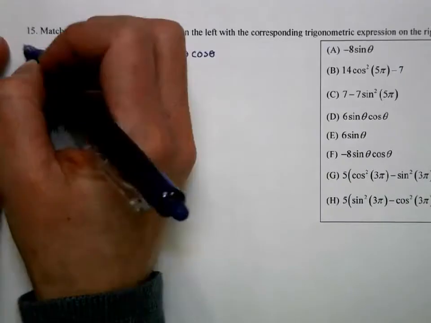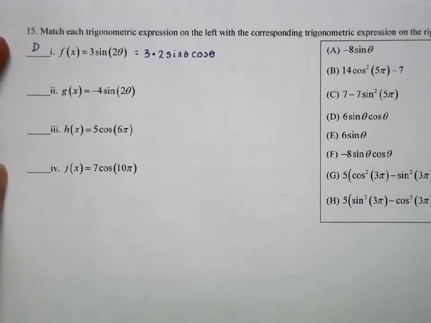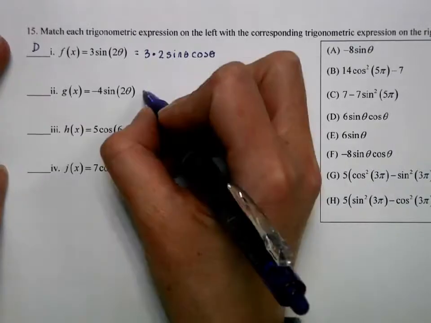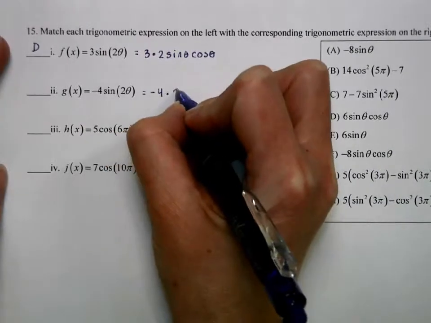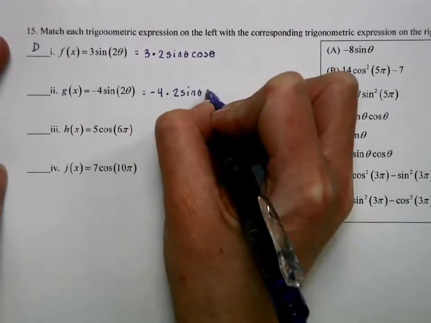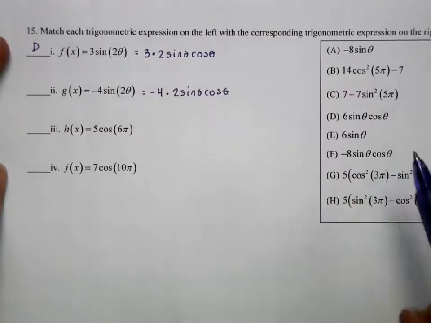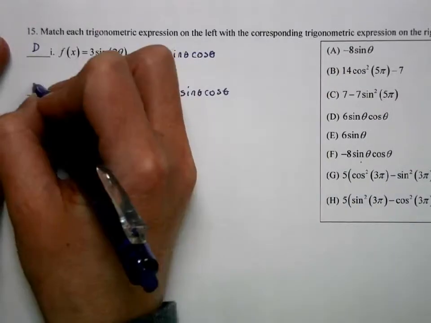Second one, we're going to do the same thing. So this will equal -4 times that 2 sine theta cosine theta. So our correct option here is F. The cosine ones are a little bit trickier just because there's more options. I'm going to first rewrite this as a double angle.